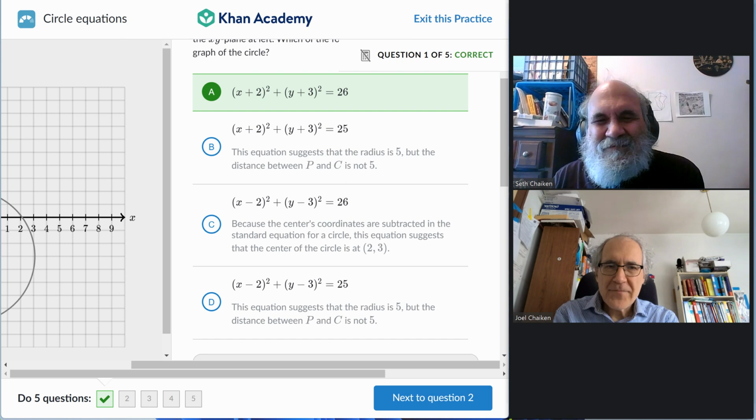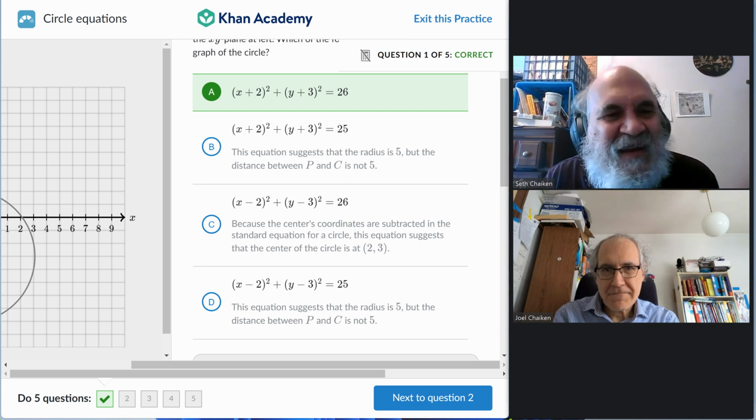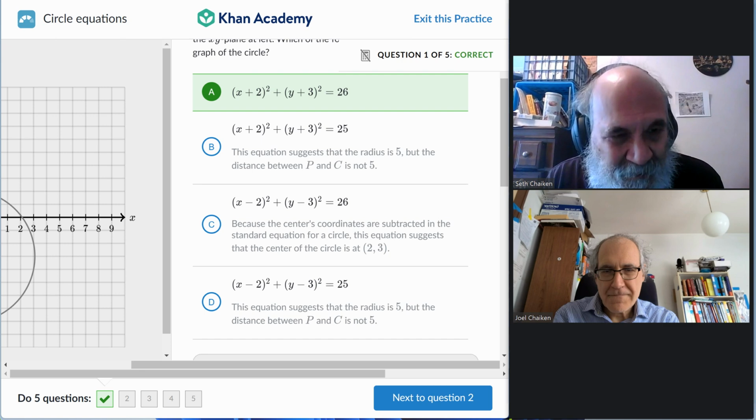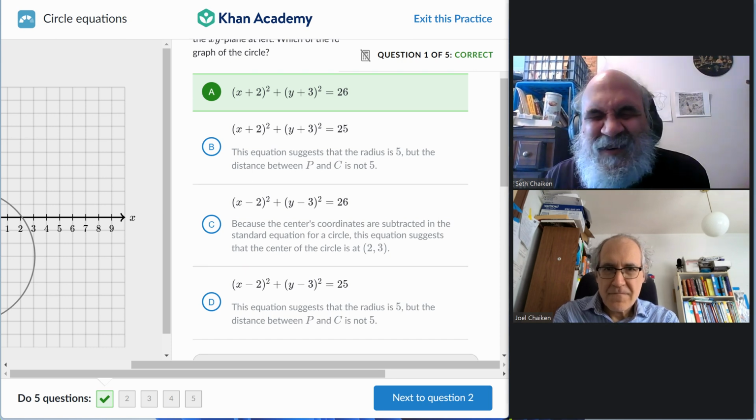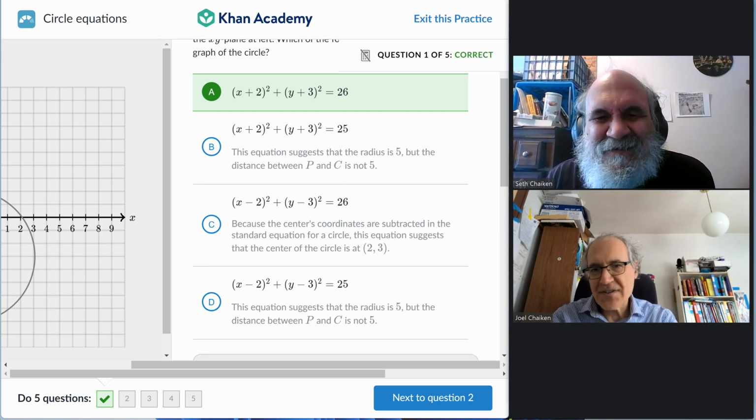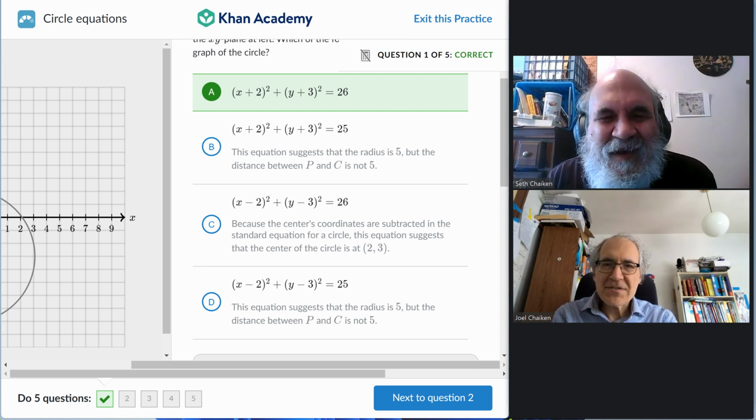Okay. And so what Joel demonstrated at the beginning of the problem was that he immediately ruled out C and D because they were equations for circles with the wrong center. He didn't even look at the 26 and the 25. No, I did the 26 and 25 first, and then I looked at the center. That's not true either way. So you could do either one.